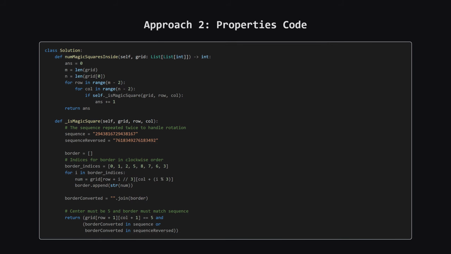And here's the code for that mathematical approach. We define the magic sequence as a string. Notice we repeat it twice in the string. This is a clever trick to handle rotations without extra logic. We extract the border numbers from the grid, convert them to a string, and then simply check, is the center 5? And is our border string found inside that magic sequence or its reverse?